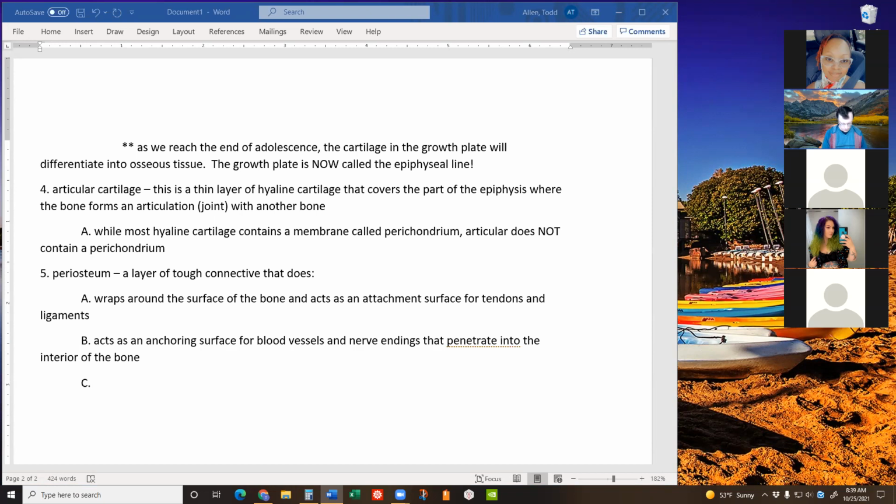And so have a very close look at figure 6.3. Do you see the perforating fibers? Okay, it's on the bottom right corner of picture A there, perforating fibers, okay? So the periosteum is literally stitched to the surface of compact bone by these fibers, these threads, if you will, that are called perforating fibers.